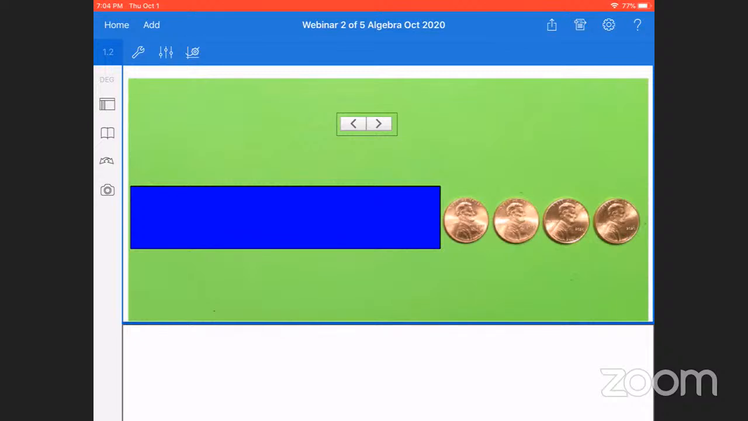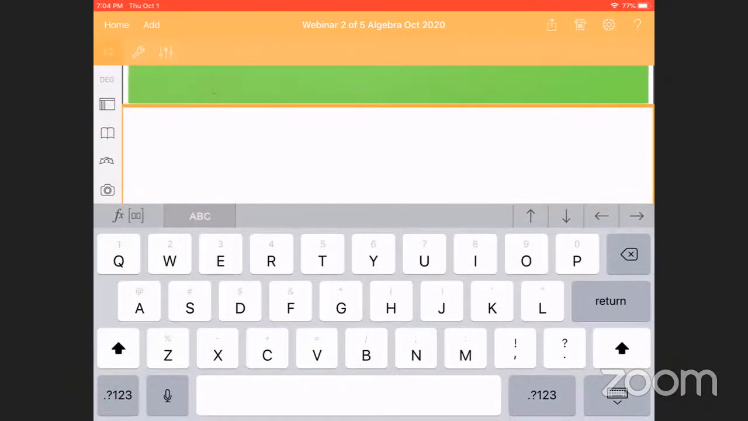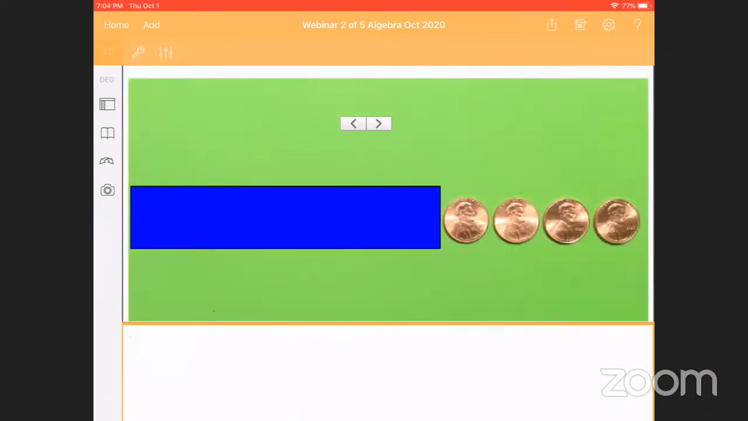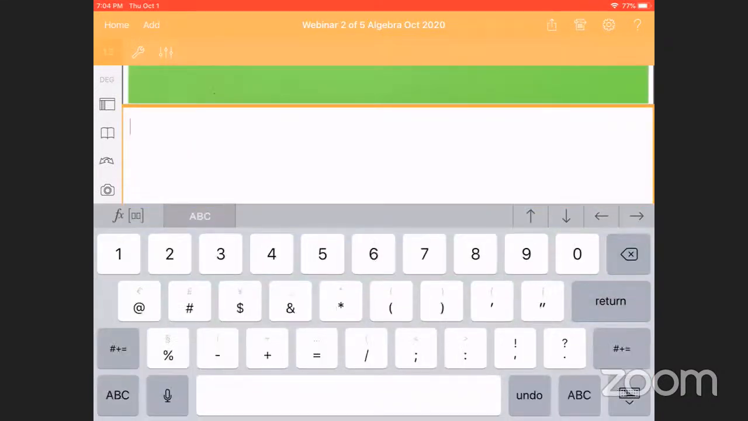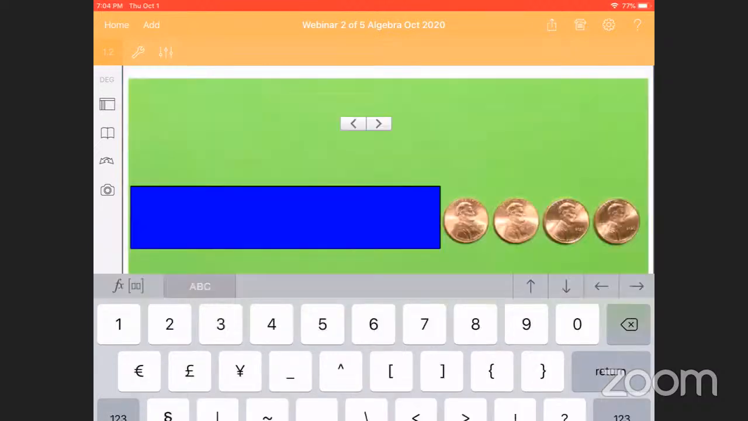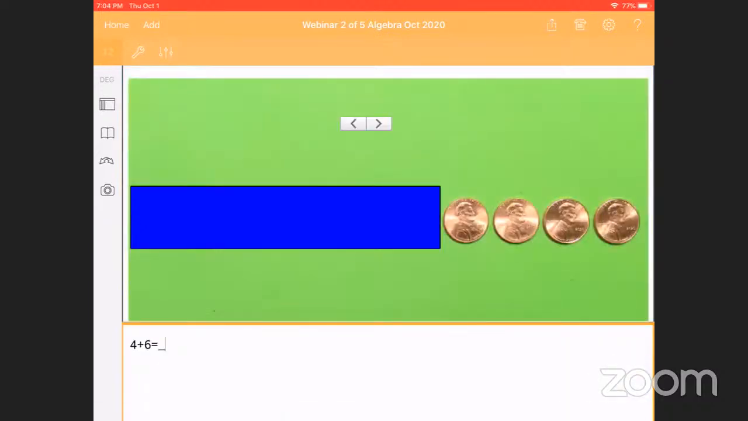So I would ask the students, whether they be using whiteboards or at their desks, to come up with an equation to represent this amount. So I will click down here in the bottom, which is part of a notes page, and I'm going to click on the numbers and put 4 plus 6 equals, and I'm going to put a blank in there because I want them to see those different parts. So I've written this equation 4 plus 6 equals blank, and there's multiple ways that students could solve this equation.